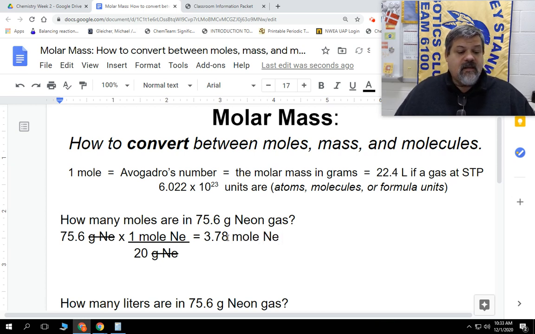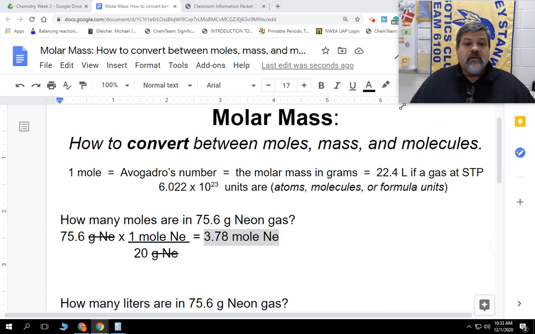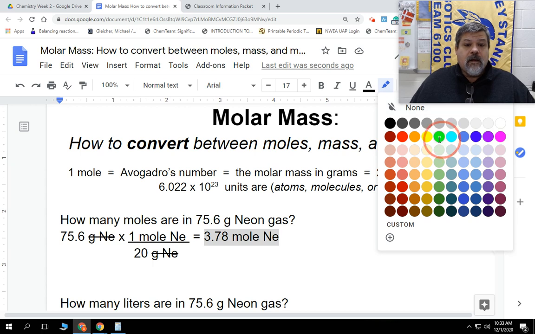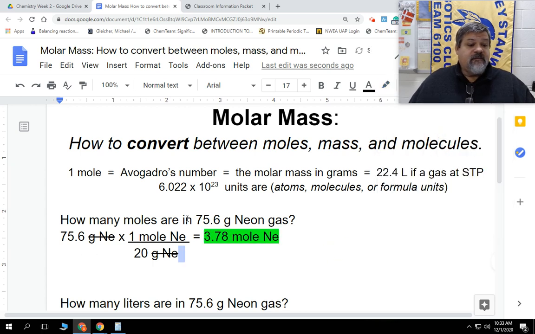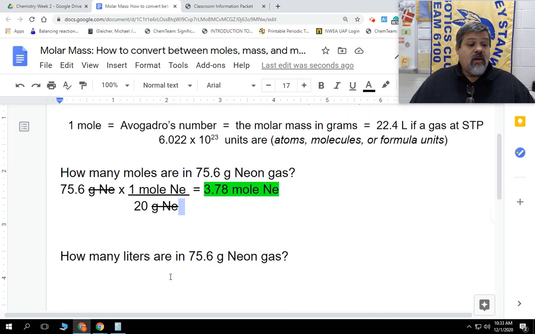And then the last thing we have to check is, do I have it in the correct number of significant figures? Well, I have 3 in the original problem. There's 3 right here. So there we go. That's our answer. That's how we convert from grams of substance to moles. Okay, let's go on and go down to the next one.